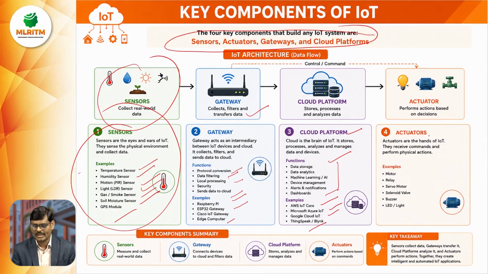And Blynk. Actuators are the hands of the Internet of Things. They receive the commands and perform the physical actions, for example motors, relays, and servo motors. In a simple way, you can say any output devices are treated as actuators.